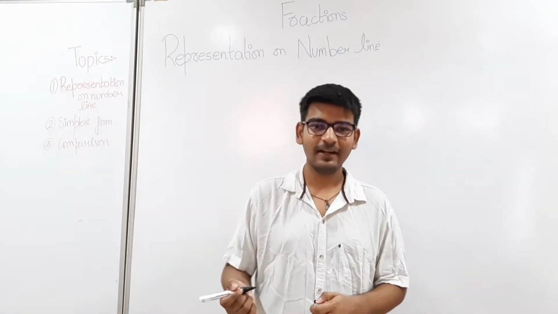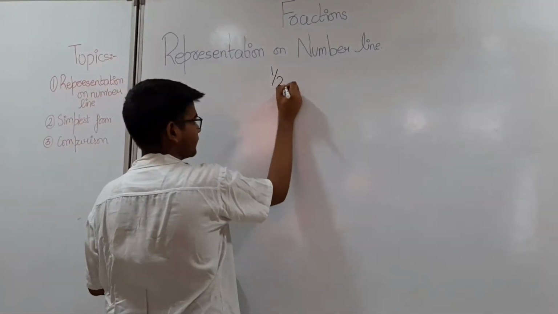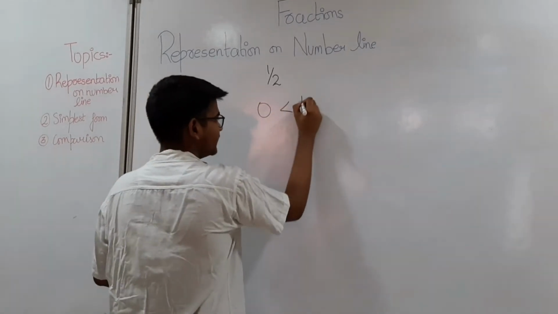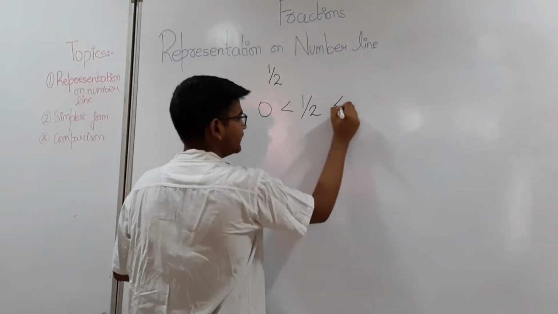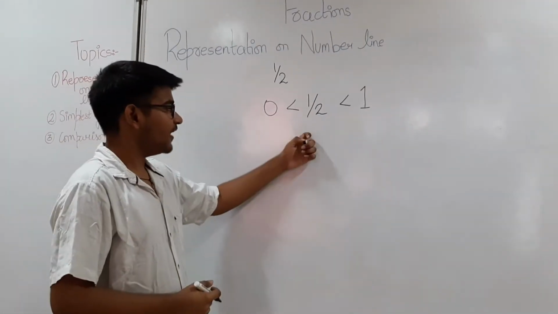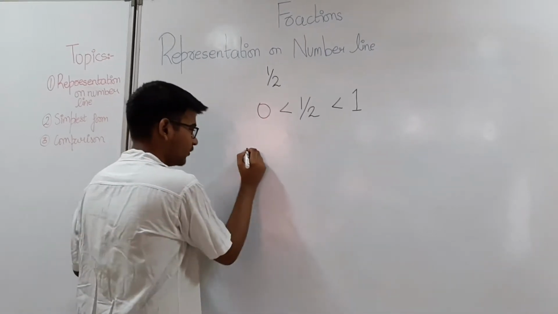So let's start by taking this simple example, 1 by 2. As we know that 1 by 2 is greater than 0 but less than 1. Then on number line, 1 by 2 will be in between 0 and 1. Let us draw the number line.